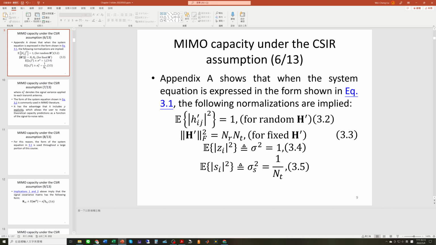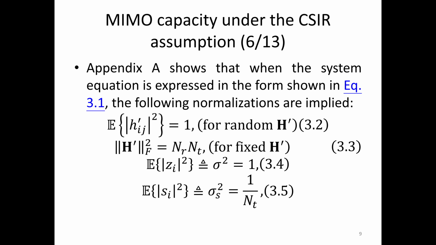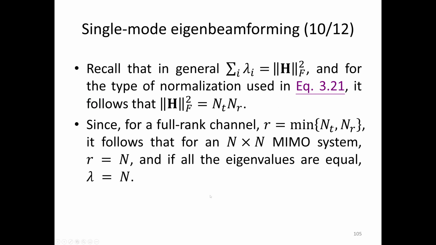So in equation 3.3, we know that the square of the Frobenius norm of H prime is equal to Nr times Nt. Nr is the number of receive antennas, and Nt is the number of transmit antennas, for fixed H prime. Let us go back to page 105. Let me change the pointer.